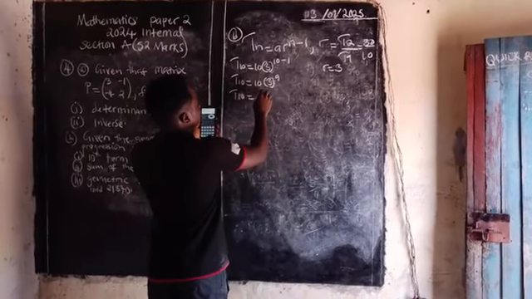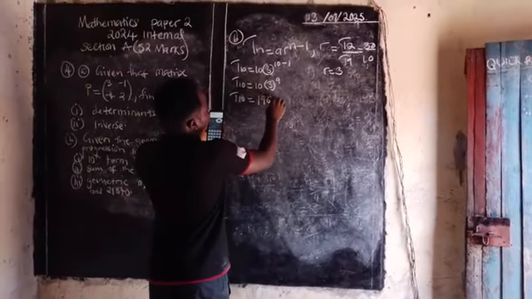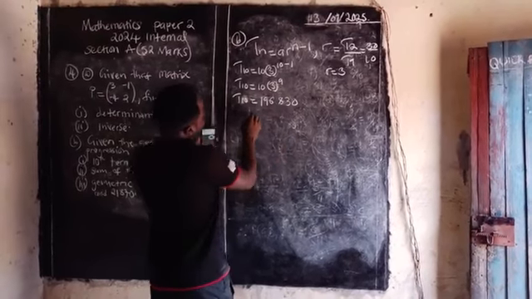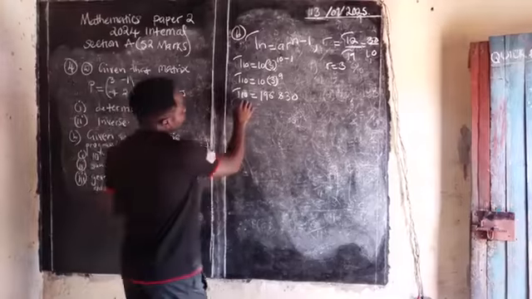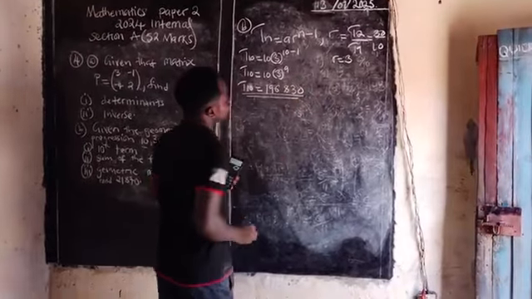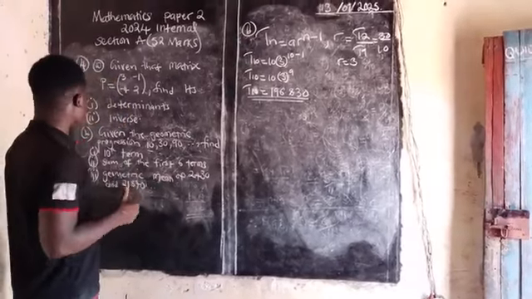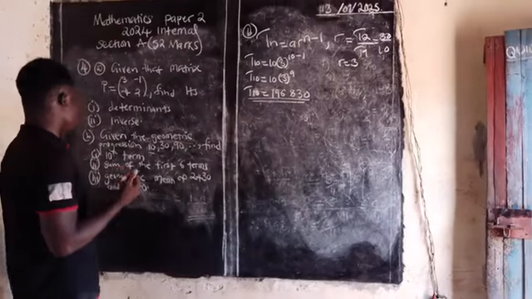Here's 8, 0. Alright, so you found the what? The 10th term. This is how we found the 10th term. So we go to question Roman numeral 2, that is B.